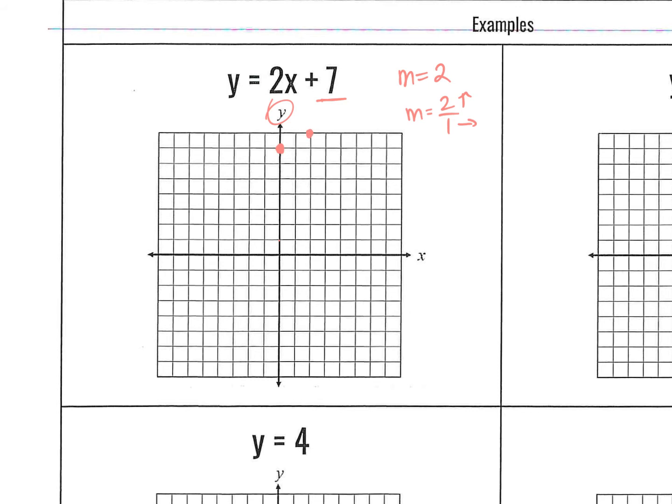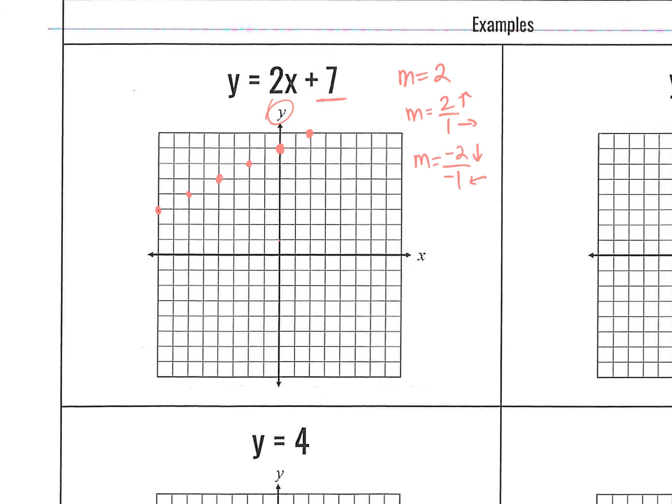But you can also do the opposite. Don't forget that this also means that it's negative 2 over negative 1, which means we can go down 2 and to the left 1. Remember, 2 negatives make a positive. So we can also go backwards, saying down 2 to the left 1, down 2 to the left 1, and down 2 to the left 1.